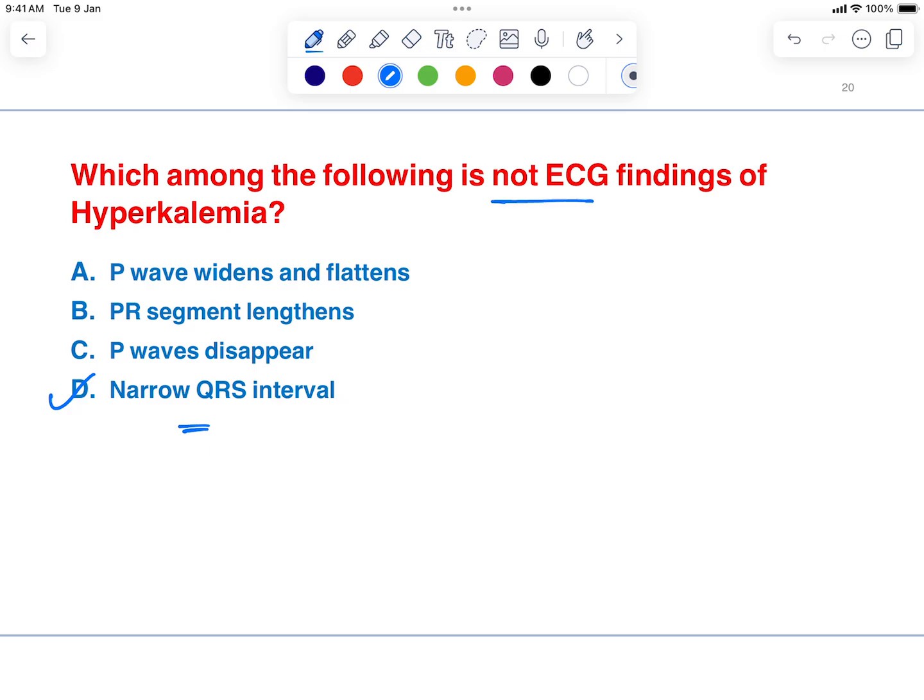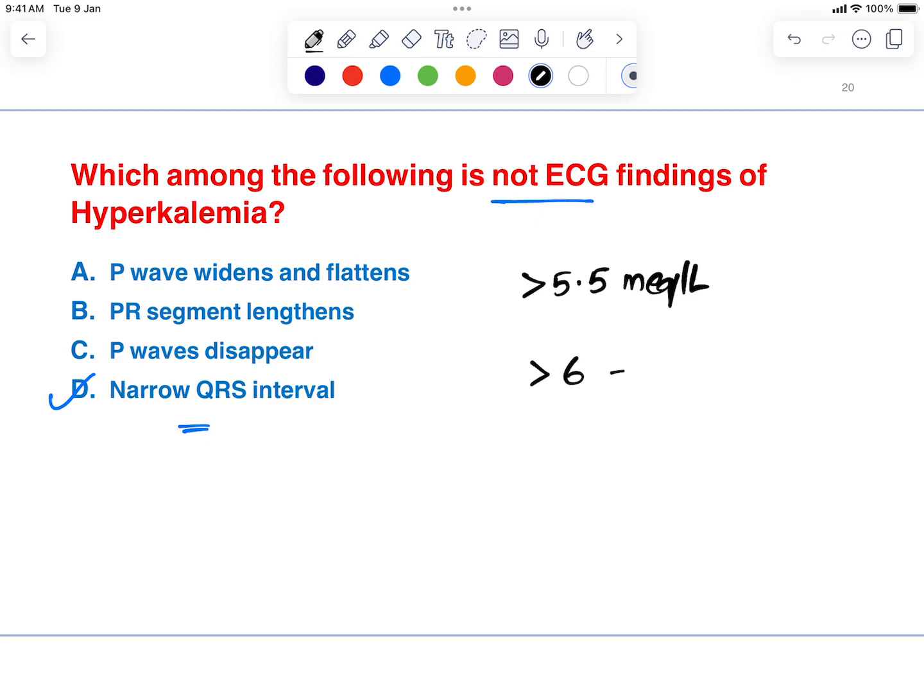Two changes I have discussed. One is your tall tented T wave, and then we have discussed that there is ST segment elevation. And when do you call hyperkalemia? When the potassium levels are more than 5.5 milliequivalents per liter, then we use the word hyperkalemia. Now, the ECG changes completely depend upon the severity of hyperkalemia, right? When the potassium levels are more than 6, it is called moderate hyperkalemia, right?